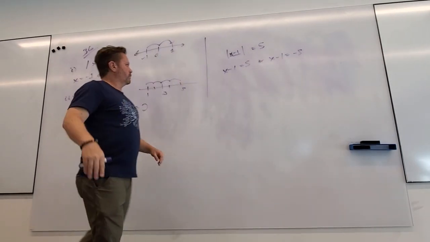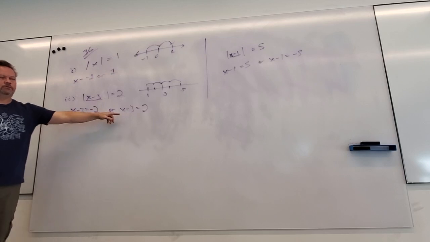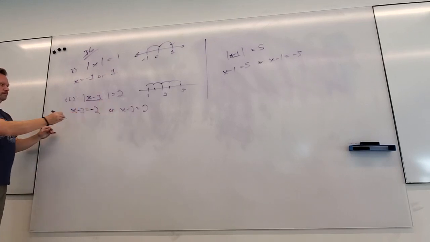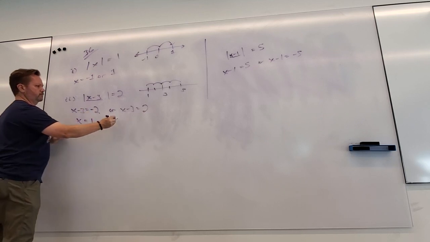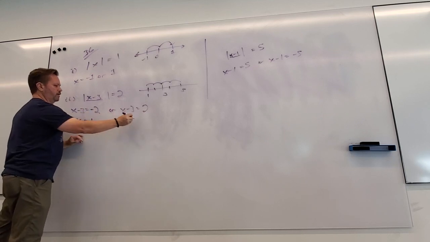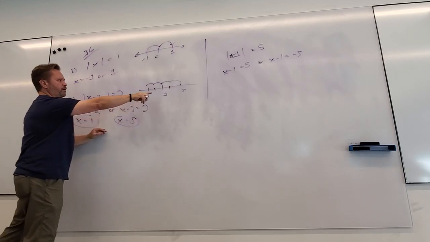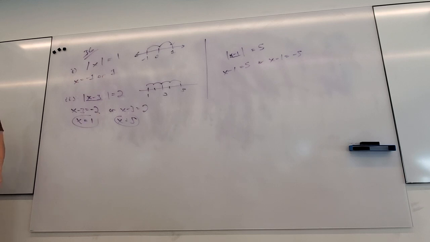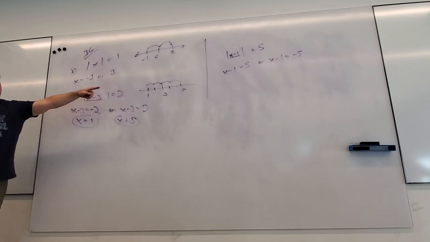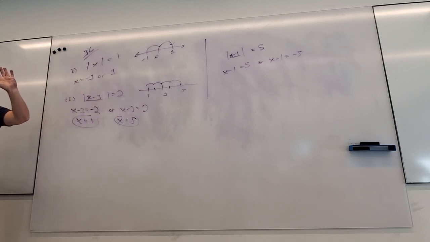All right, so going back here, now I've got 2 simple equations. So what do you get? Add 3, you get 1. Add 3, you get 5. Does it match up with the visual solution we made? What's 2 away from 3? 5 or 1.